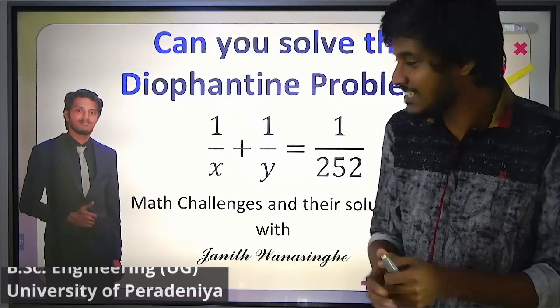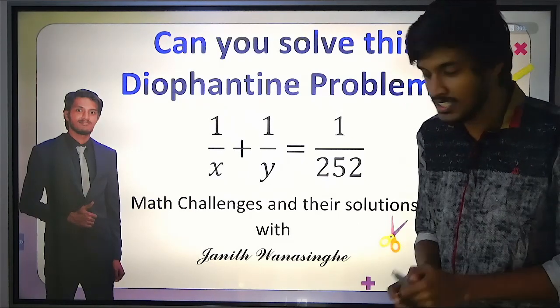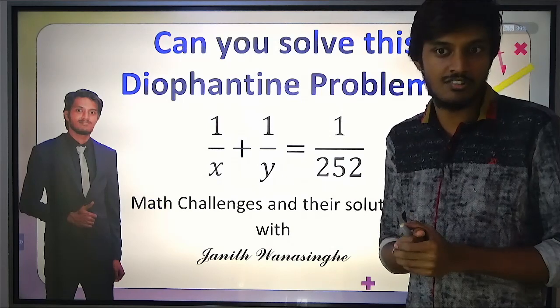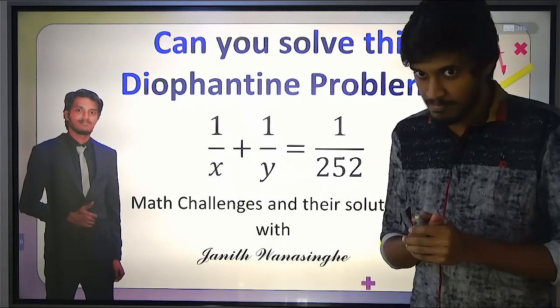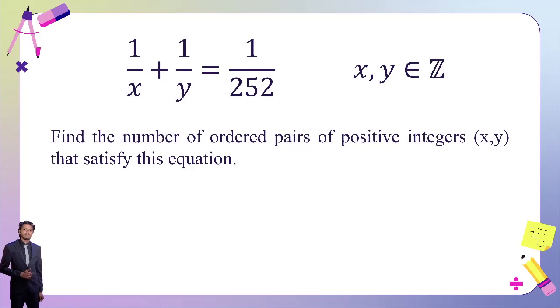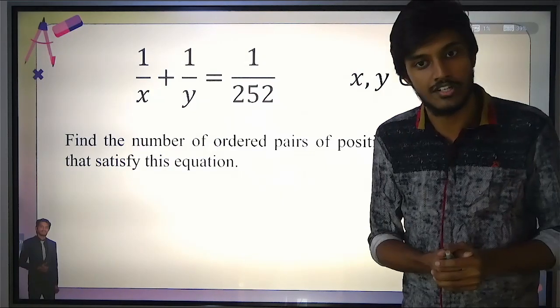I am here with the series Math Challenges and their solutions. Today, I am with the problem which will fascinate your enthusiastic minds. So, my question to you is 1 upon x plus 1 upon y equals 1 upon 252, where x and y both are integers. Find the number of ordered pairs of positive integers x, y that satisfy this equation.